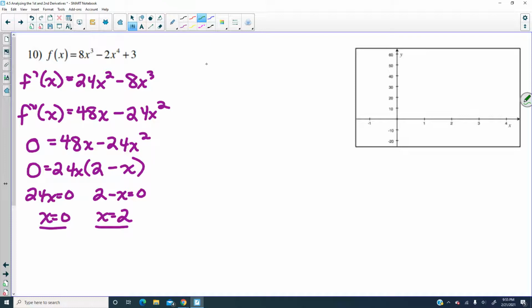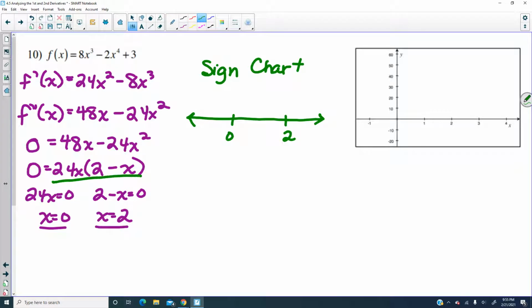I'm going to make a sign chart and put my critical numbers on that sign chart, 0 and 2. Last time I told you it was easier to check the sign chart when you use the factored form of the derivative. So we're analyzing the second derivative, and it's going to make it easier to check the signs by using this factored form: 24x times 2 minus x.